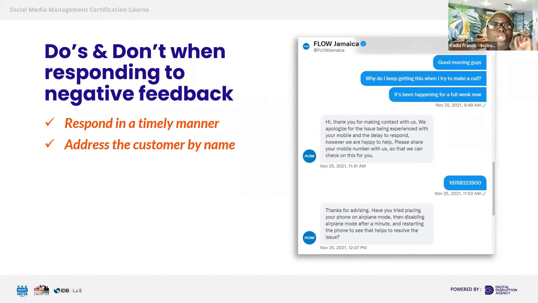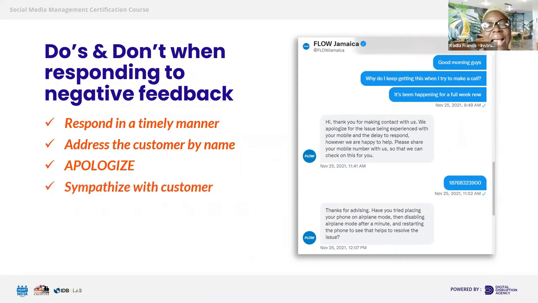So do respond in a timely manner. Do address the customer by name. They didn't do that here, but okay. Do apologize. What did they say? "We apologize for the issue being experienced." Do sympathize with the customer. They went on to say, "with your mobile and the delay to respond." So they're also apologizing for their delayed response. A form of sympathy.